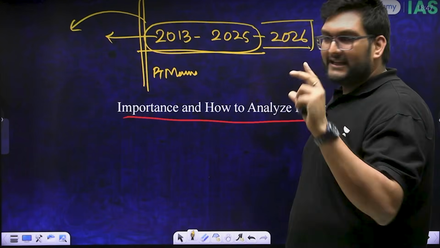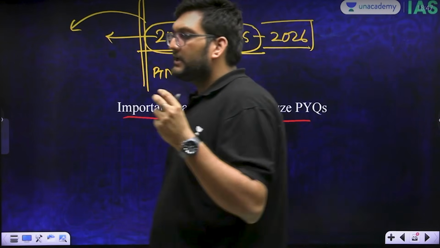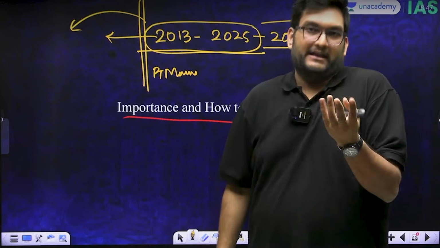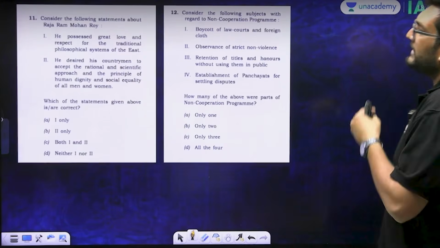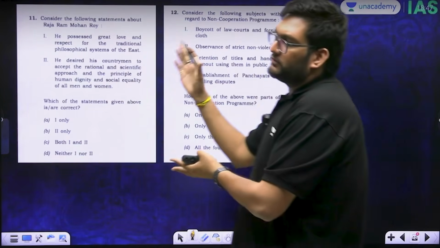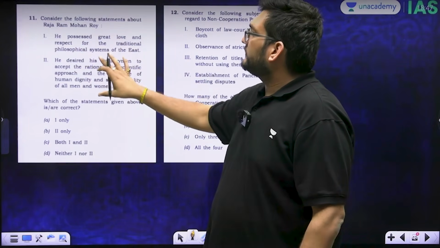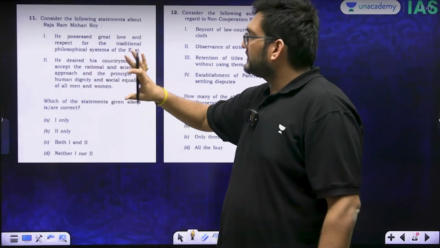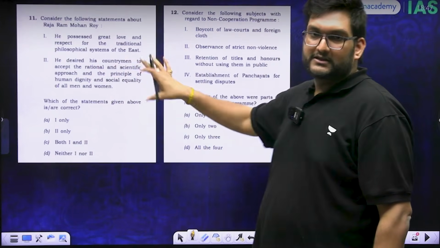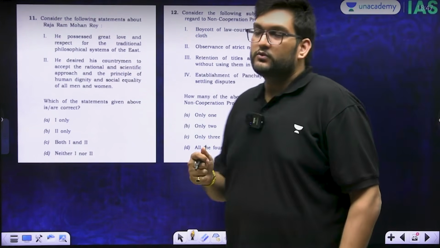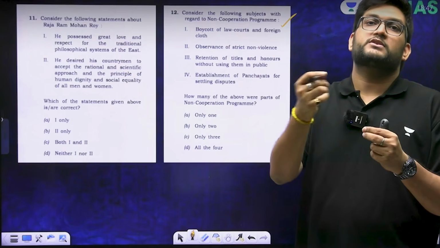Now, I'll take the example of history questions, for example, and you have to understand that every question looks alike, which is, for example, if I show you this question, Raja Ram Mohan Roy question out of 2025 paper, it says it possesses great love, respect for traditional philosophies of the East, desired his countrymen to accept rational and scientific approach. At the same point of time, we have a question on the non-cooperation movement. What are the different, you can say, aspects of the non-cooperation program?